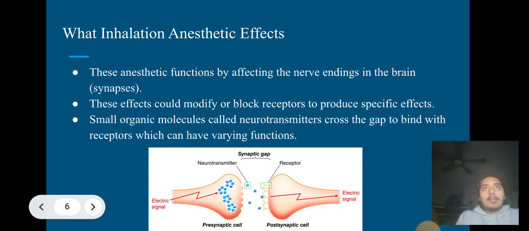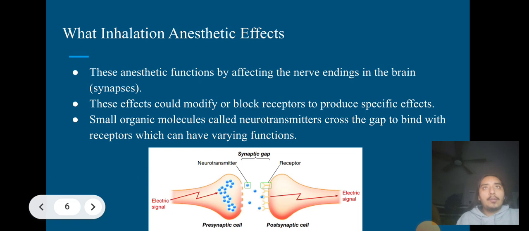These anesthetics cause their effects by modifying nerve endings in the brain called synapses in some shape or form. These nerve endings have a gap between them called a synaptic gap. When an electric signal is sent, neurotransmitters are then released from one end to the other until they reach and bind to a receptor, creating another electrical signal in the synaptic cell.